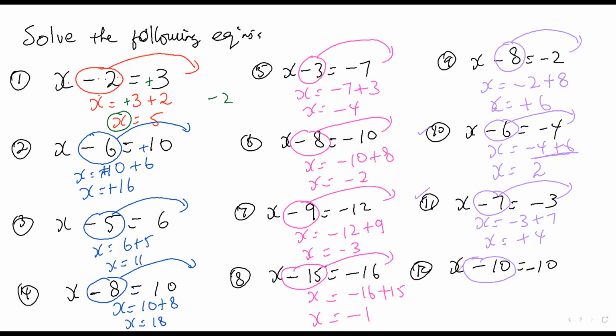All right, so we have here now number 12, right? x minus 10 equals -10. Take your time, follow the law. When you transfer this to the other side, x equals -10 plus 10, right? Think about this one here now. What's going to be the answer here?